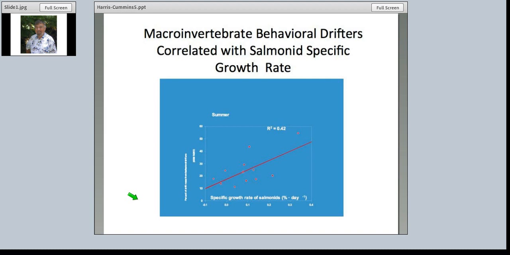Here's a figure that doesn't show up too well. On the y-axis here is the percent of behavioral drifters in the drift. On the x-axis is the measured growth rate of salmonids in the stream, and you can see that as the percent of the behavioral drifters in the drift increases, so does the growth rate of the salmonids in those sections of streams exhibiting this. So this is only one set of data, but there are some other studies going on that seem to be showing the same thing.